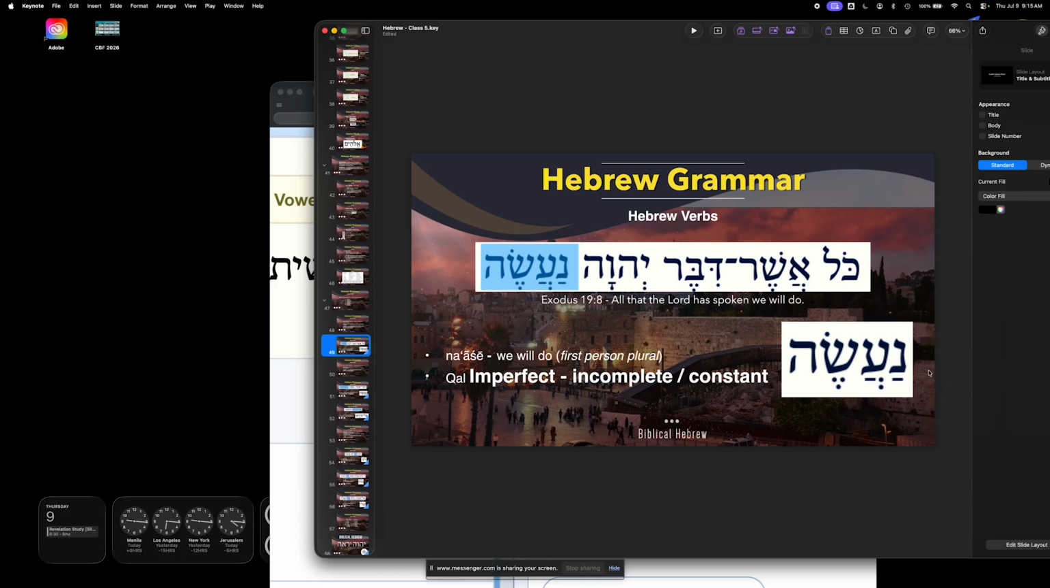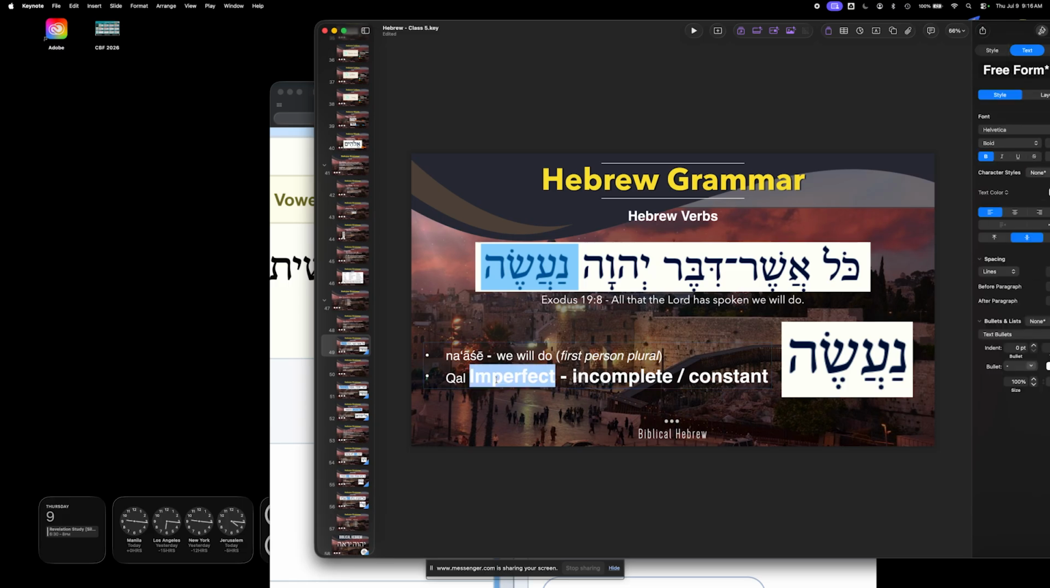This word do is this word naaseh. Naaseh. So it's a first person plural. We're going to do whatever God tells us. Here's the key for us. It is an imperfect. Stop for a moment.